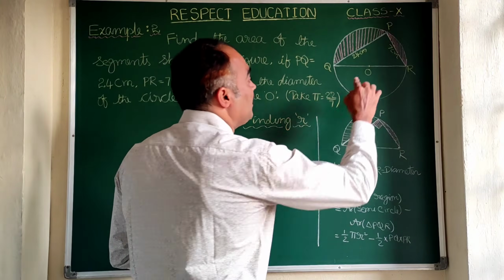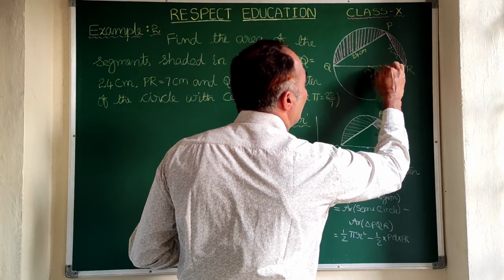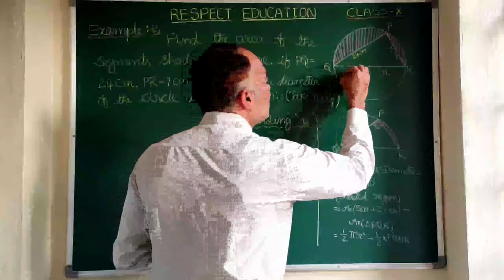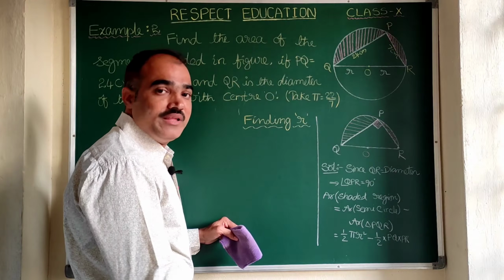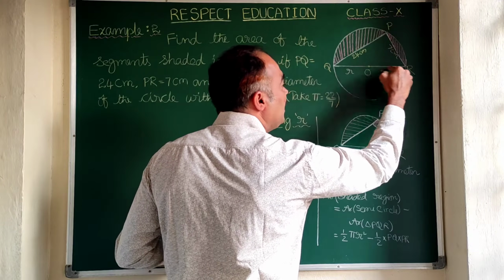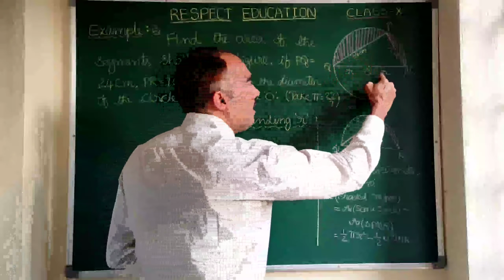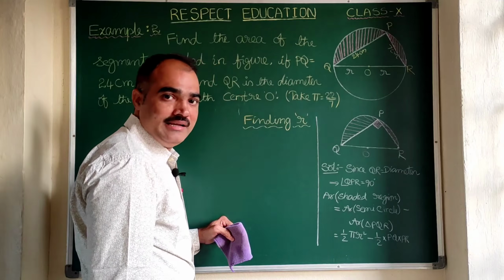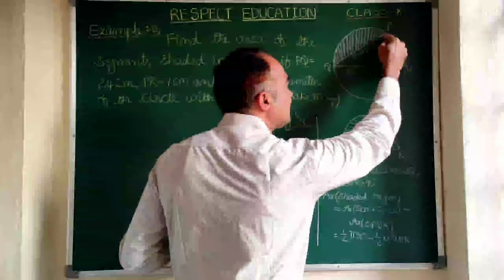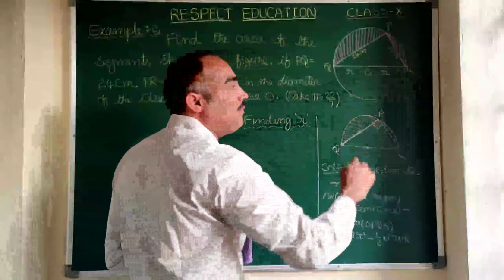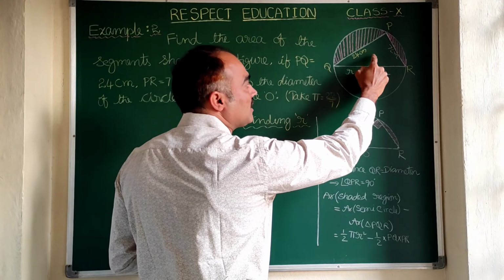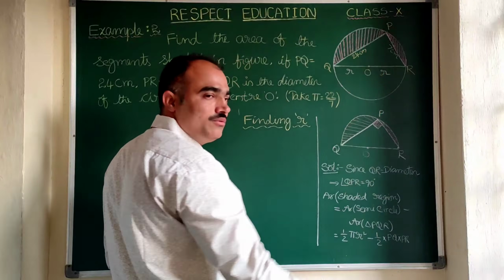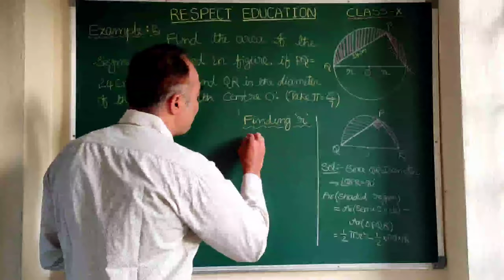Here if we take OR as the radius of the circle R, similarly OQ will also be R. That means QR will be 2R, R plus R. What kind of triangle is it? It is a right angle triangle in which QR is the side opposite to the right angle, also called the hypotenuse. So here we can apply the Pythagoras theorem to find QR, so that we are able to find R also. So let us apply it here.